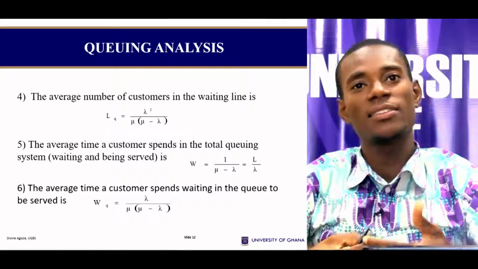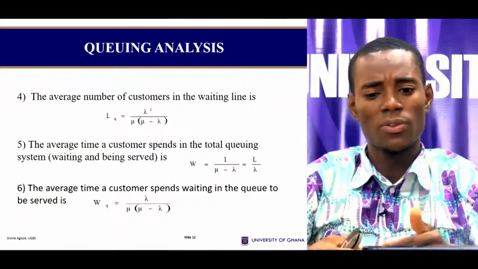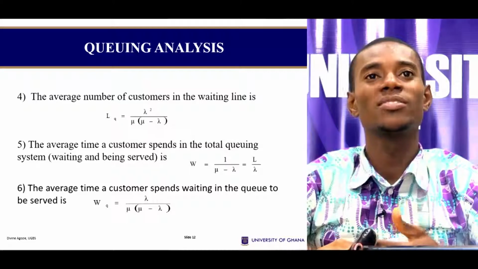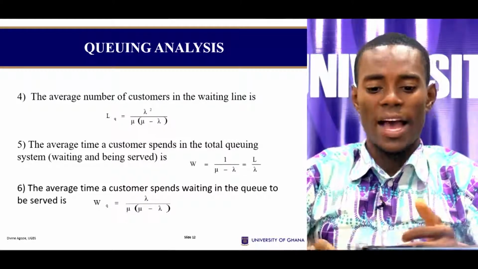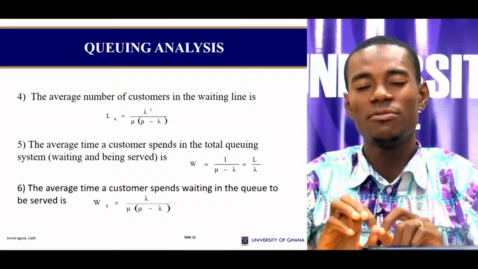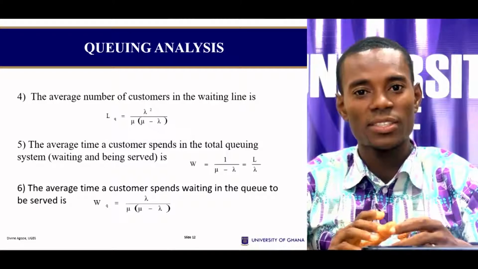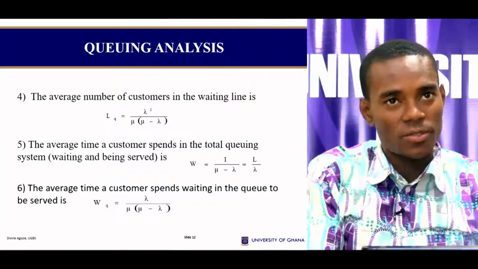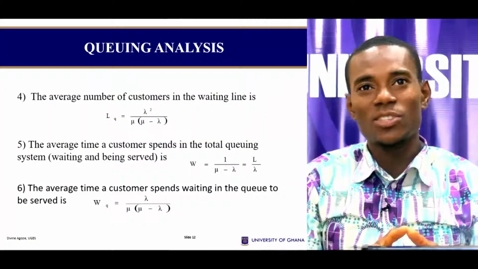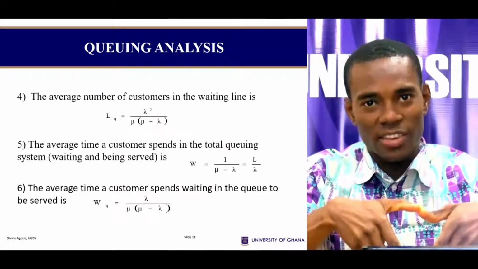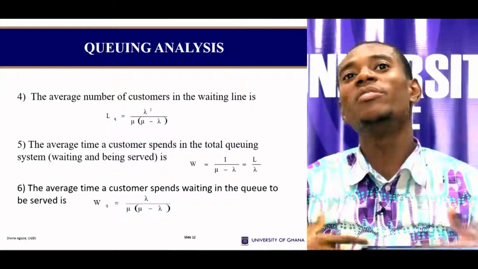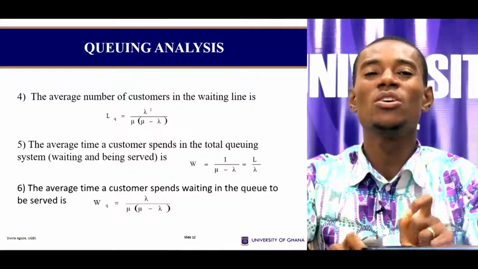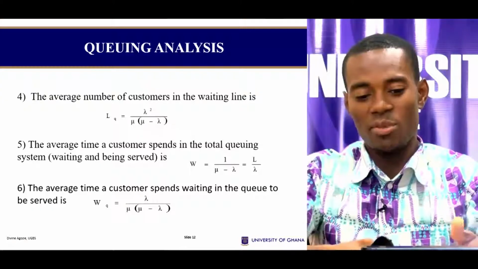Now, another set of things we can also find is the time it takes to be served, the average time a customer spends in the total queuing system. So these are four basic things that are very important to any organization. How many customers are waiting? How many customers on average are waiting and being served? Then how long does a customer wait when he or she is being served? And then how long does the customer actually wait seated, even before he or she gets the chance to be served? So when we talk of the average time a customer spends in the total queuing system, this is like waiting and being served. Is that okay?